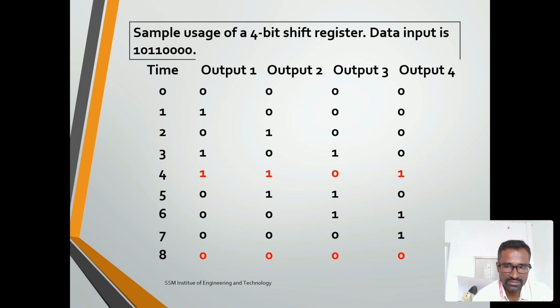So 1011 will come. And with the ninth, 10th, 11th, 12th and 13th clock pulses I will receive all the output, 10110000. Okay, so this is the process that happens in serial in, serial out. I hope you can understand now.